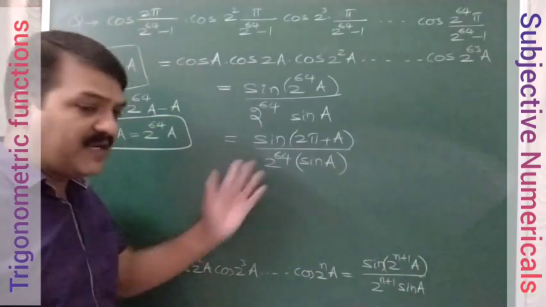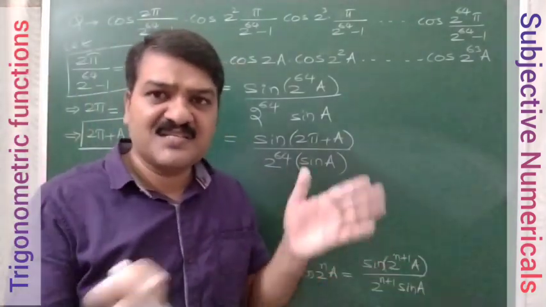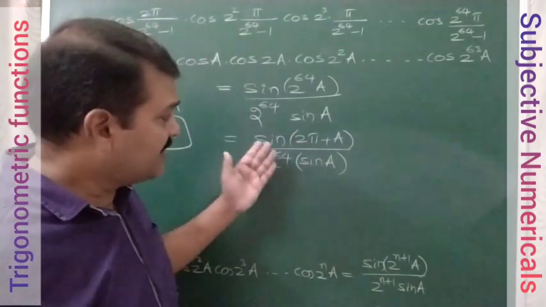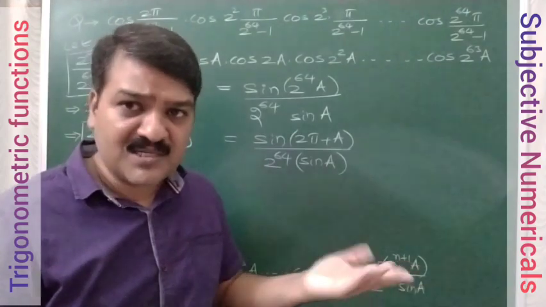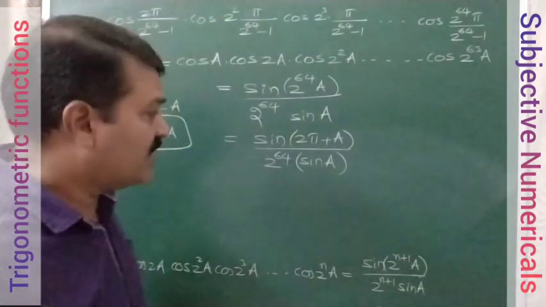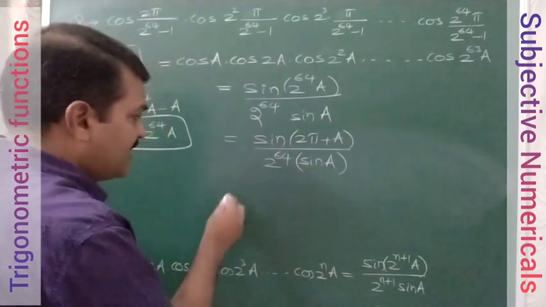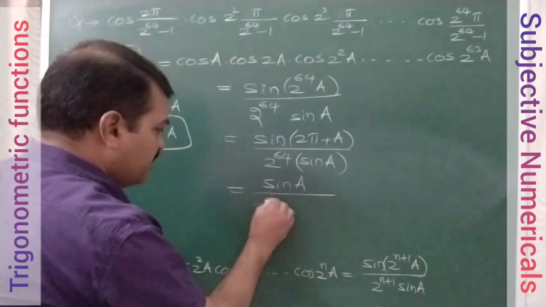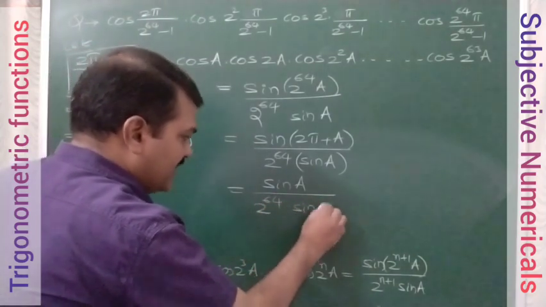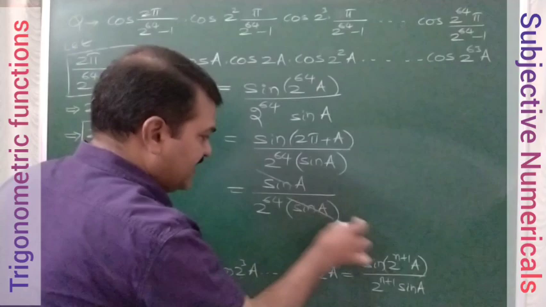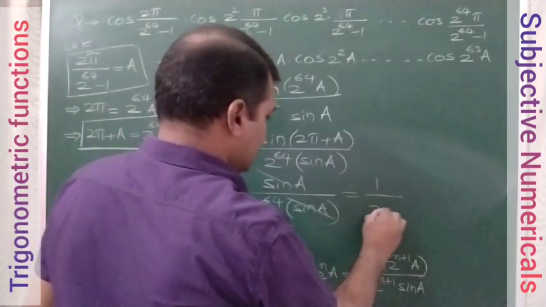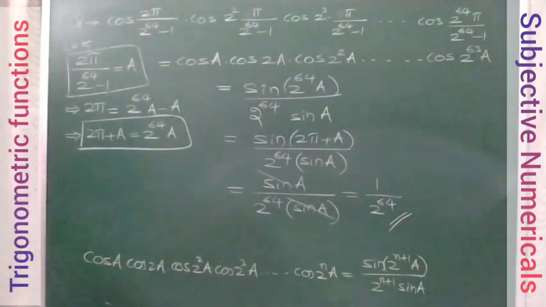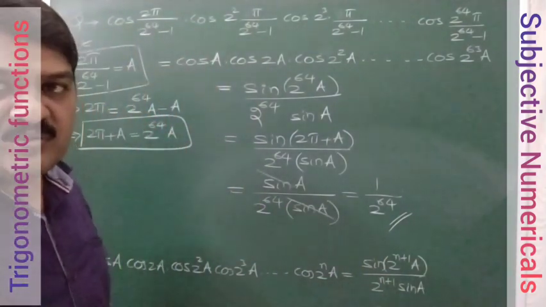What is sine of 2 pi plus A? Sine A only. Sine of 360 plus A, for that matter, for 360 plus A every trigonometric function you are going to get the same. Cos of 2 pi plus A is cos A only. So sine of 2 pi plus A is sine A only. So sine A by 2 power 64 into sine A. This sine A cancels. 1 by 2 power 64. This is the final required answer. Okay, so we are going to go to the next question now.